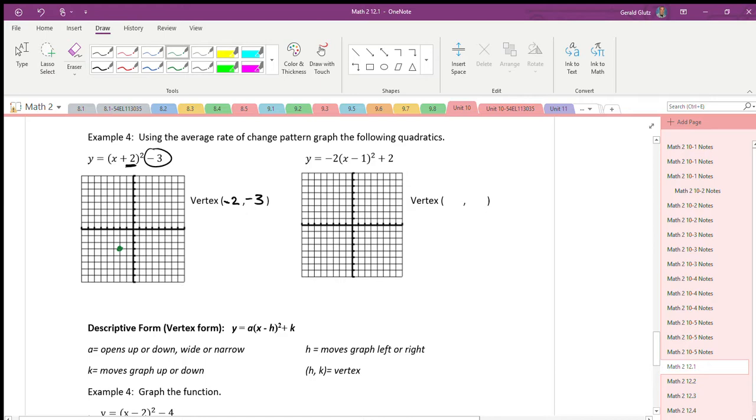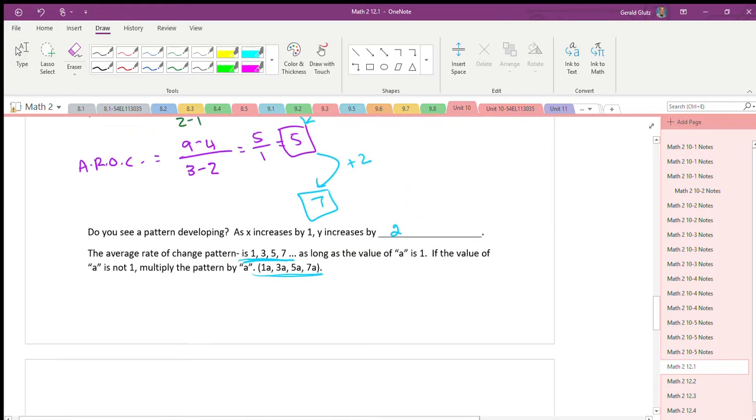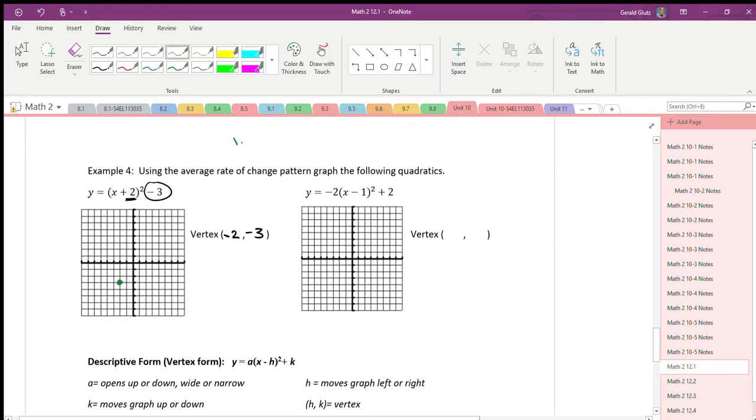And now I'm going to use that pattern that we just talked about up here. So 1, 3, 5, 7. This will save me time graphing. Instead of making a table like we were doing before, I can just use these average rates of change. So if this is the vertex, and keep in mind there's no a value over here, so the a is just 1.